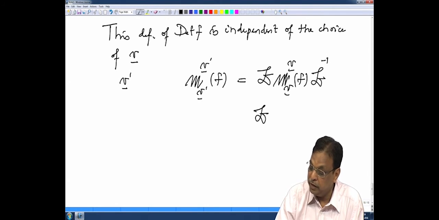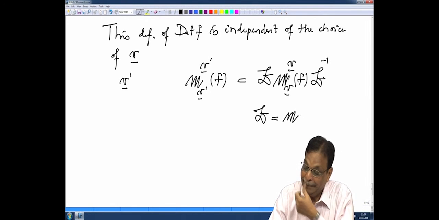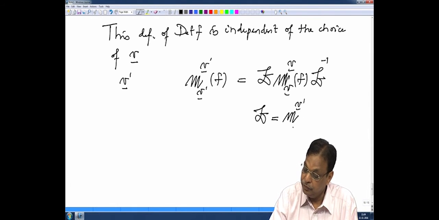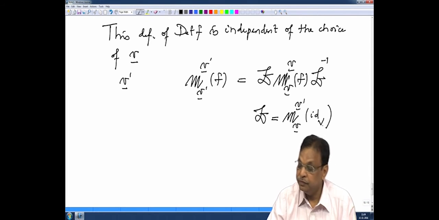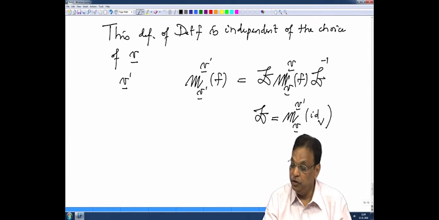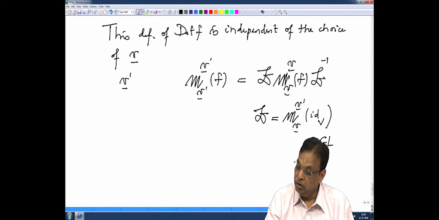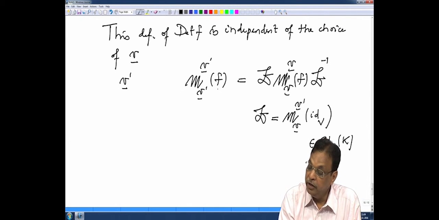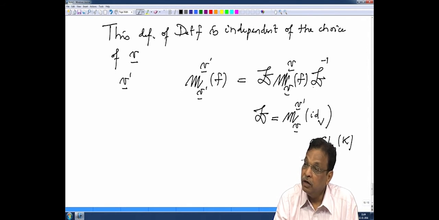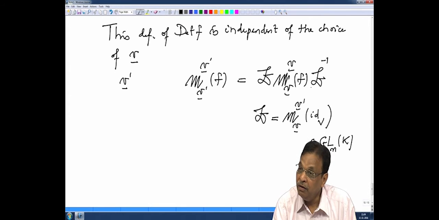B is the transition matrix. B is the transition matrix from V prime to V of ID, and B is invertible, and this we have checked earlier. Now, when I apply determinant here, then I use the product formula, and this determinant and its inverse are inverses of each other and so on.